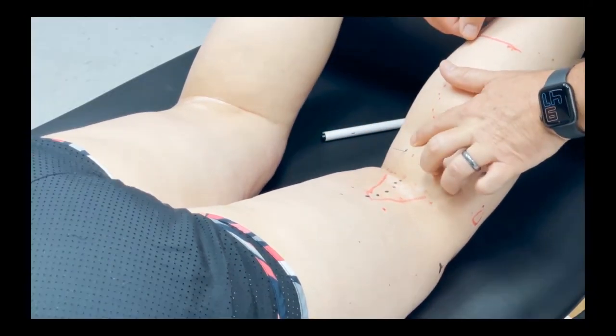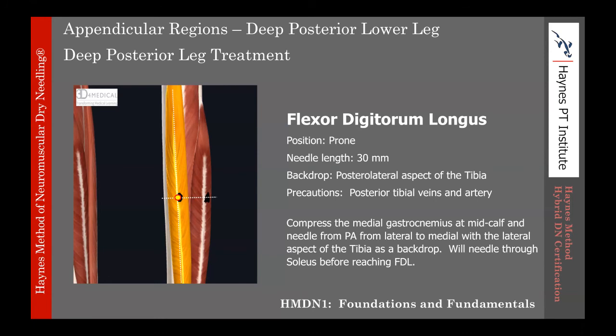So popliteal is similar to plantaris. Popliteal is a technical dry needle that has to be very close: one, to avoid the neurovascular bundle, but two, because it's a smaller muscle, to make sure that we actually make contact with what we're trying to dry needle. Flexor digitorum longus.